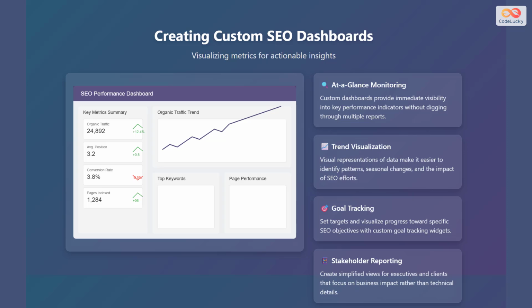It is used in stakeholder reporting and helps in creating simplified views for executives and clients that focus on business impact rather than technical details. An example search engine optimization performance dashboard is displayed, showing metrics such as organic traffic, average position, conversion rate, and pages indexed. It also shows top keywords and page performance.